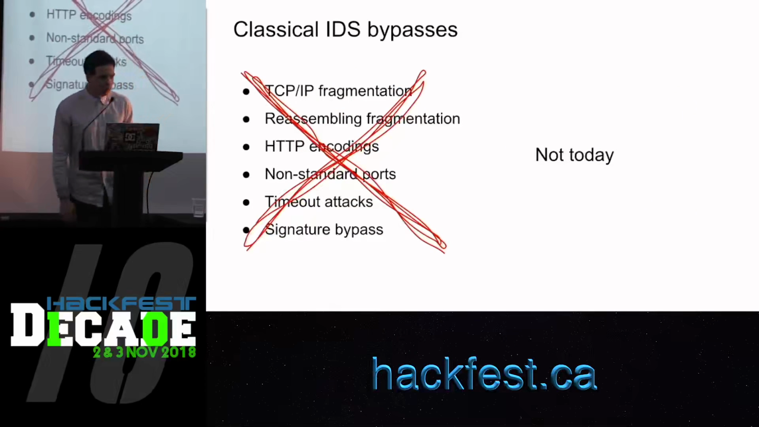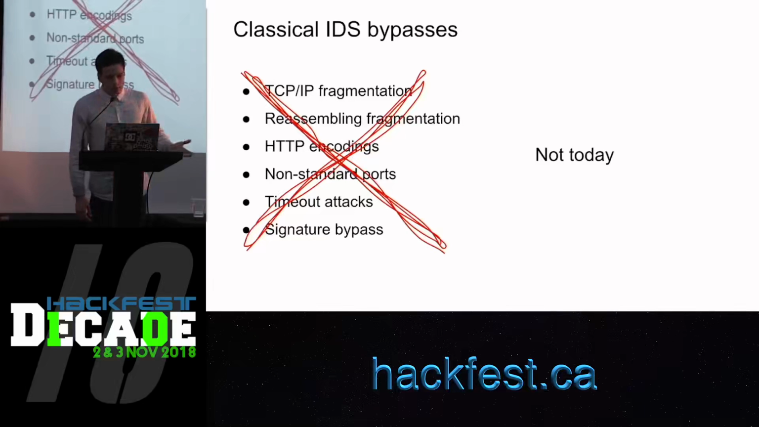I assume you have heard about some classical bypass methods of IDS, such as reassembling issues on the client or IDS sides. You may have heard that IDS cannot process double HTTP encoding, non-standard ports, signature flaws. I can tell you about these methods in person later, because today we will not discuss them.